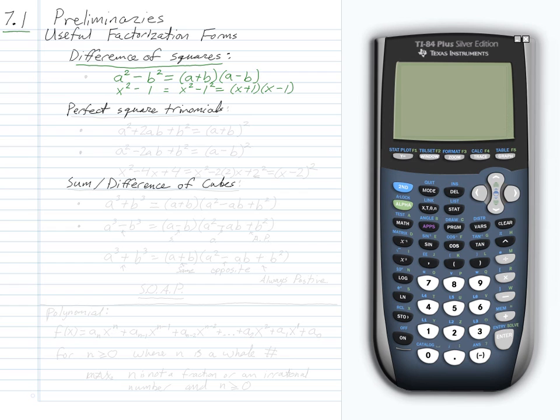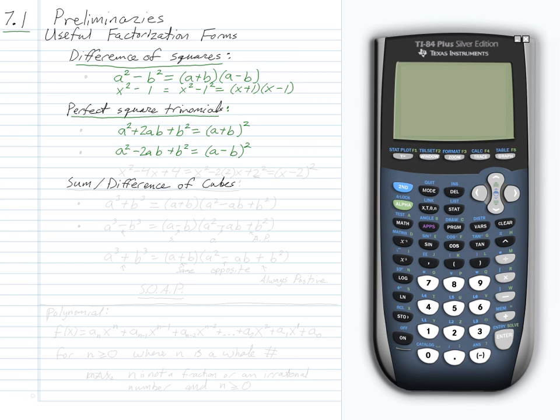The second form that we have seen a few times is perfect square trinomials. And these look something like one of the following, either a squared plus 2 times a times b plus b squared, which can factor as a plus b all squared, or a squared minus 2ab plus b squared, which factors as a minus b all squared.